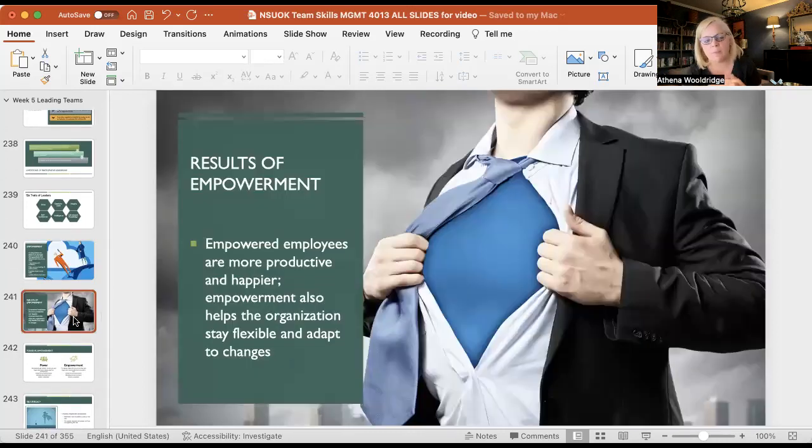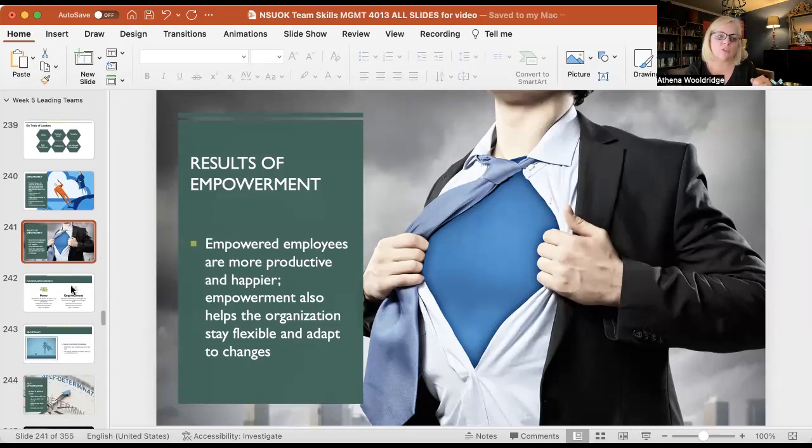What are some of the results of empowerment? Well, these employees statistically have been found to be more productive and happier. Individuals say that it's so much better for me to feel like I have a say and I have an equal stake in some of the decision making, and that I'm making an impact.